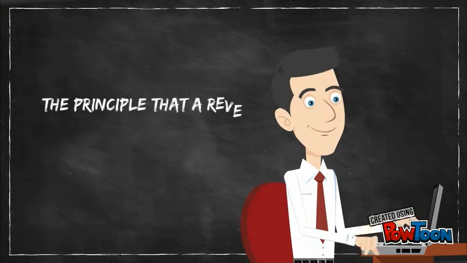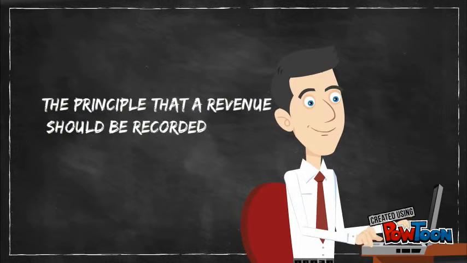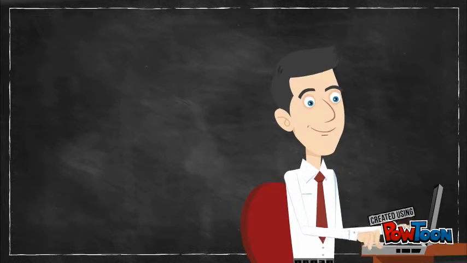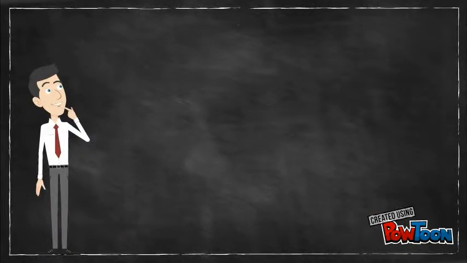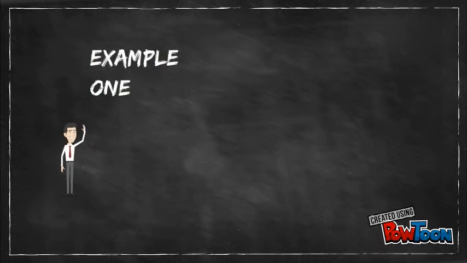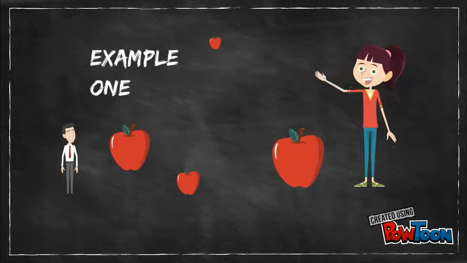Aha! It is a principle that revenue should be recorded when a resource has been earned, and not just when the cash is received. So now we're moving on to examples. For example 1, Bob orders apples from Jenny, the woman to the right, paying her on the same day, which is the 15th of March.